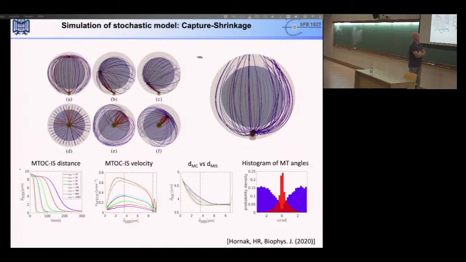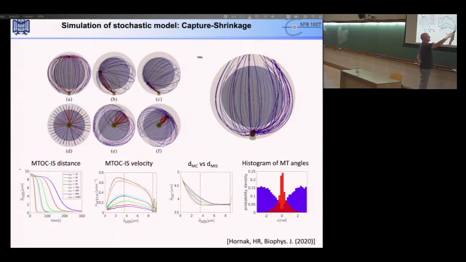Now, when you look at the velocity as a function of the distance from the IS, initially the centrosome is very far away from the IS, and it's pulled. There is sometimes even a peak. The velocity slows down, and then goes up, and then goes down again. How can you explain it? Essentially, experimentally, these two phases have been observed too.